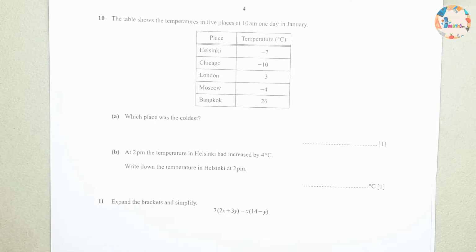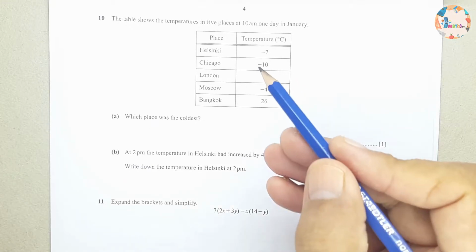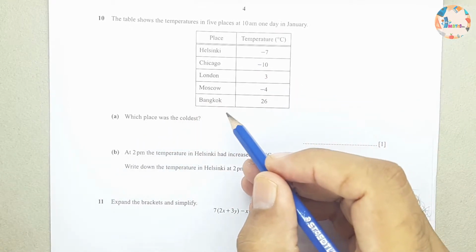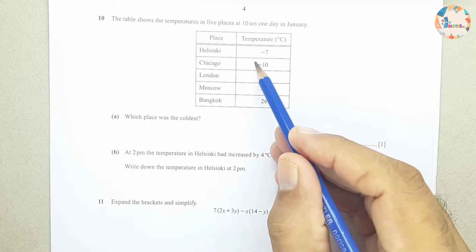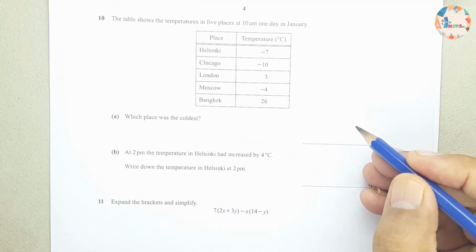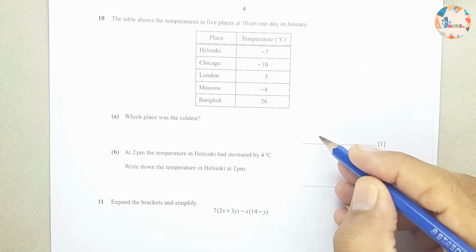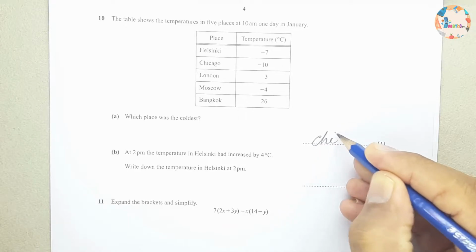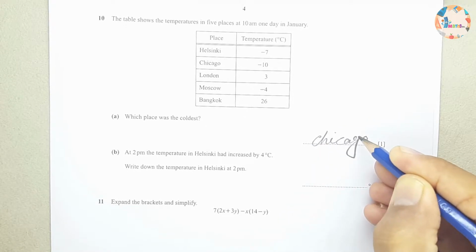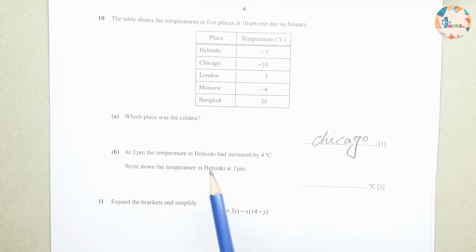Question number 10. The table shows the temperatures in 5 places at 10 a.m. on one day in January. So this is the list given. Which place has the coldest temperature? So minus 10 is the smallest number, the lowest temperature basically. So we can write here Chicago is the location for the lowest temperature.